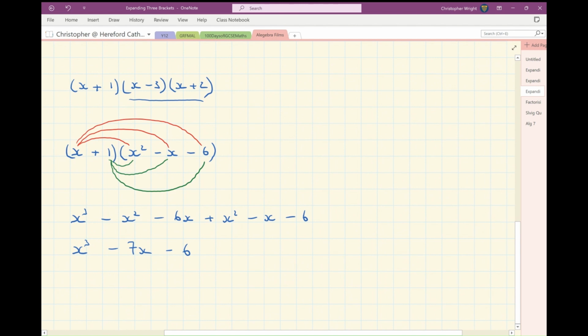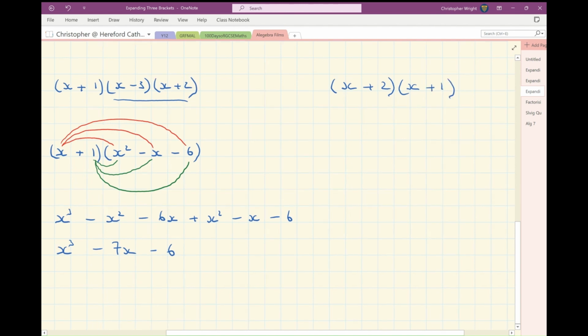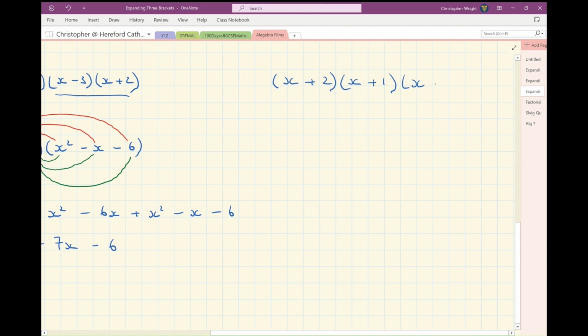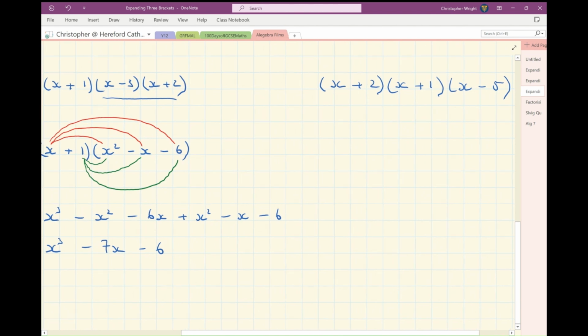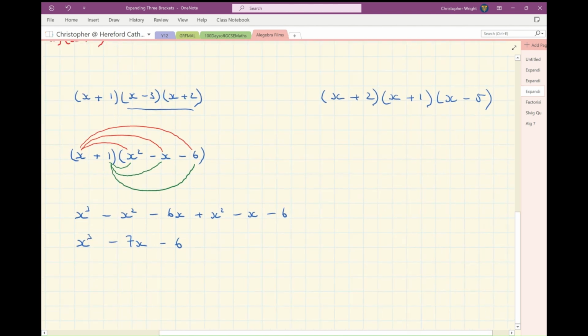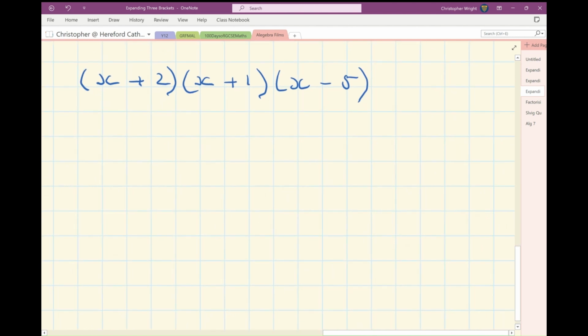Let's have you have a go at one. So why not try x plus 2, lots of x plus 1 multiplied by x minus 5. There you go. Pause the video and have a go at it yourself. Okay, so I hope what you've done is copy down the first term, copy down the x plus 2, and multiply together these second two brackets: x squared minus 4x minus 5.